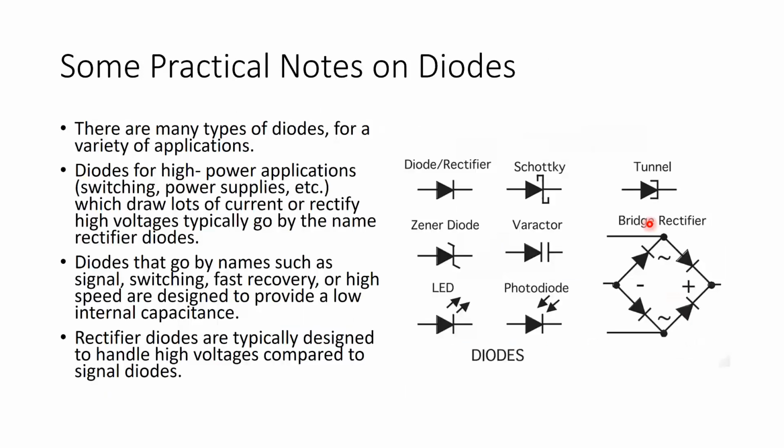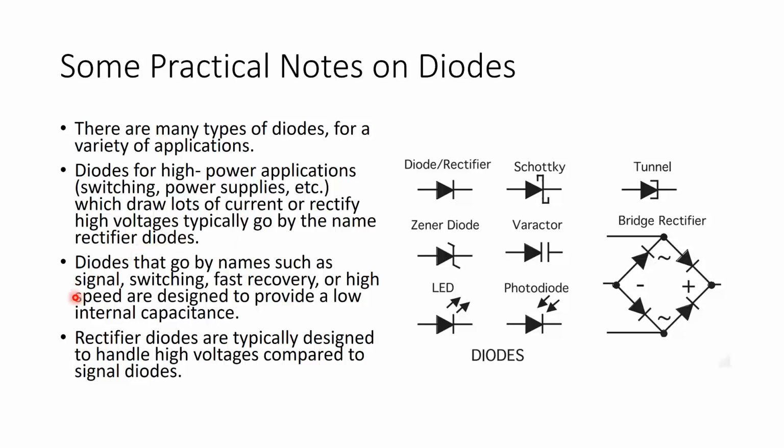Some more practical notes on diodes. There are many types of diodes for a variety of applications. Diodes for high power applications draw lots of current, or they rectify high voltages, and typically go by the name of rectifier diodes. They can go up to 1000 volts for ratings, meaning they can withstand those kinds of voltages.